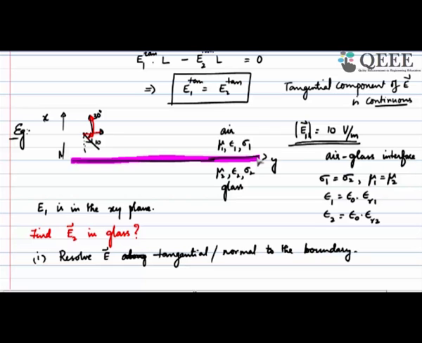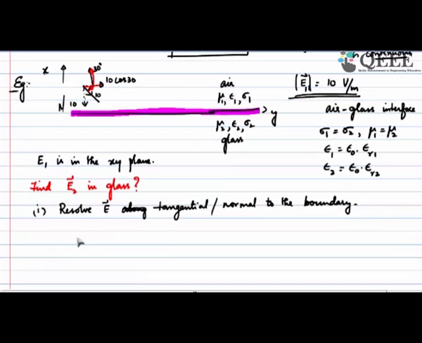Boundary is along the YZ plane. Now if this is my E vector, then what is tangential? It is 10 cos 30. Normal is 10 sin 30. So I am going to write this separately here. E1 tangential magnitude is 10 cos 30. Sin 30 is 1 by 2, cos 30 is root 3 by 2 volt per meter.